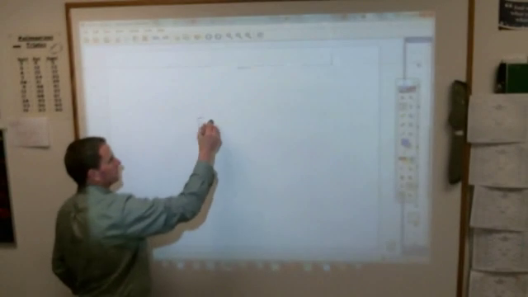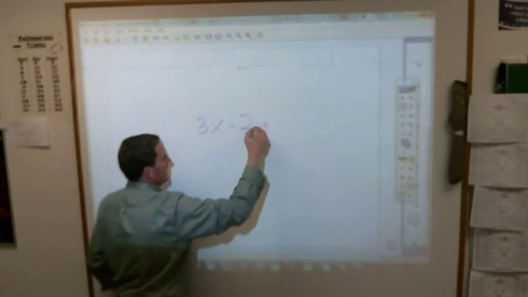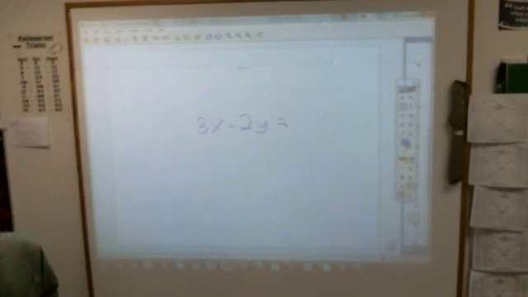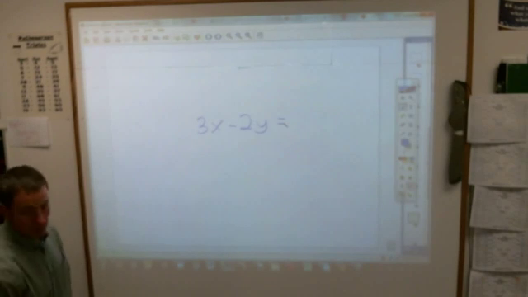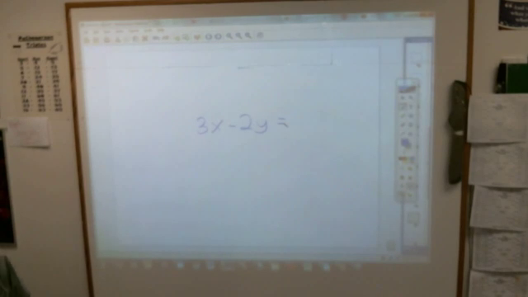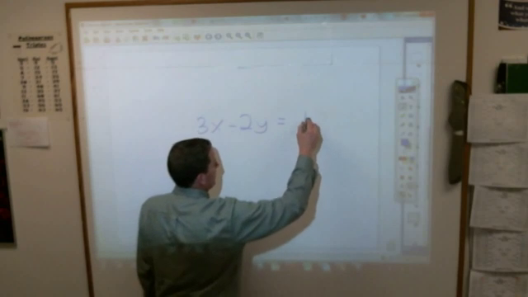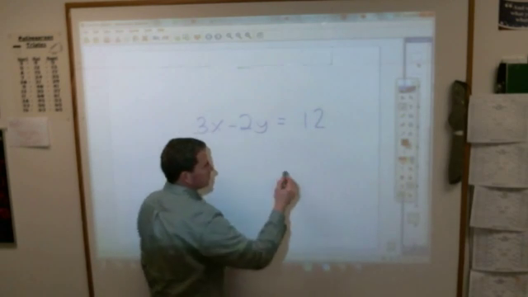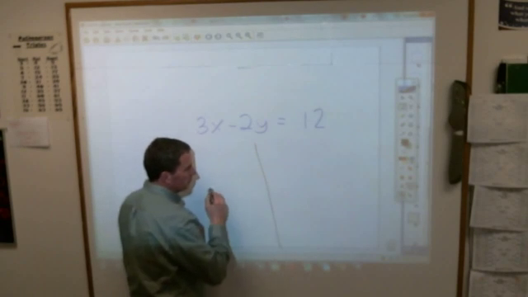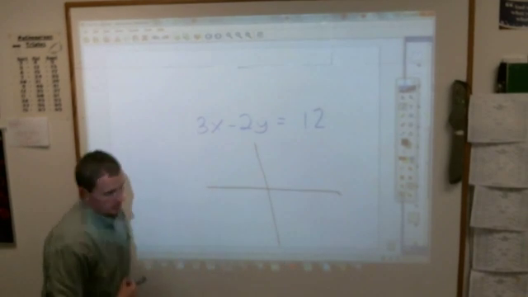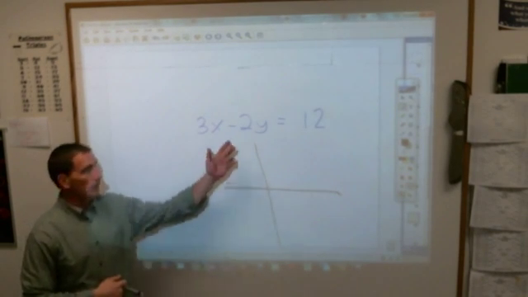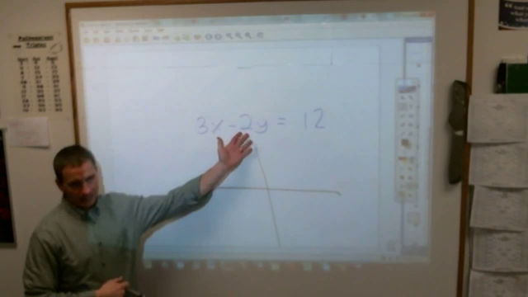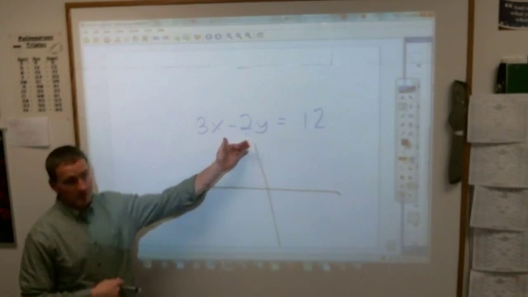3x minus 2y equals 6. No, equals 12. Now, some things you have to be careful of. So far, ladies and gentlemen, boys and girls, and kids of all ages, we have not done one where there's been a minus sign. That does change things, and this is how.